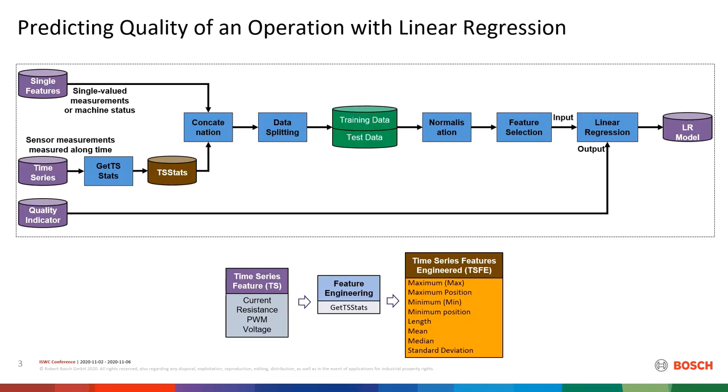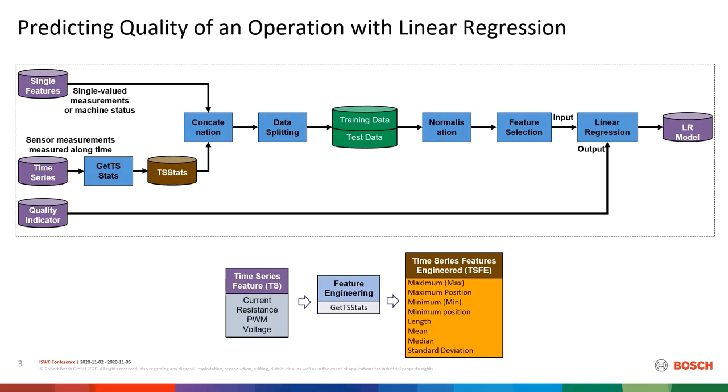Then we split the data into the training and test data. Then we normalize the data and perform feature selection. The selected features will become an input to the machine learning modeling. The quality indicator will be its output. Finally, we will train the model with a simple linear regression algorithm and test it. This is the visualization of our example pipeline.